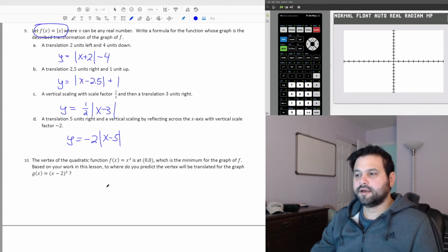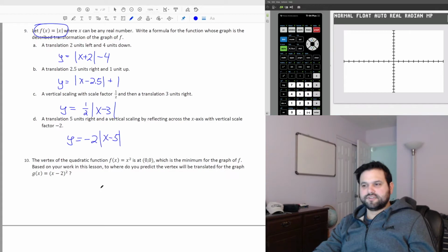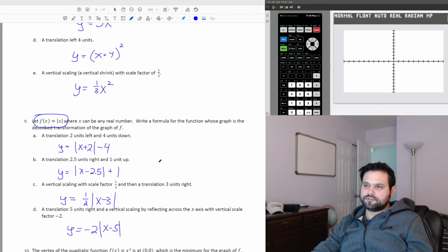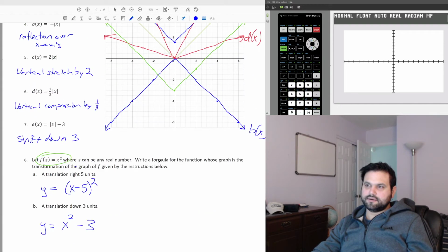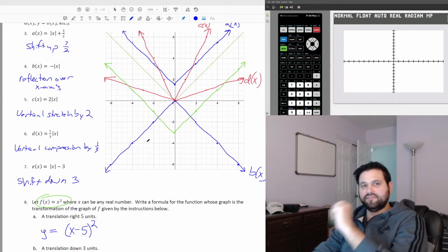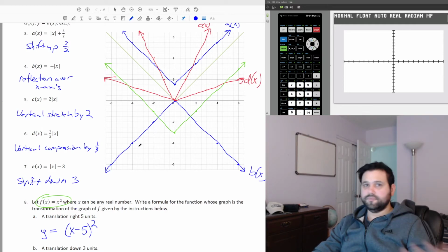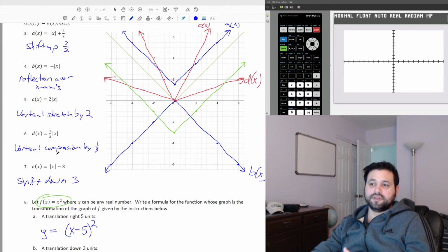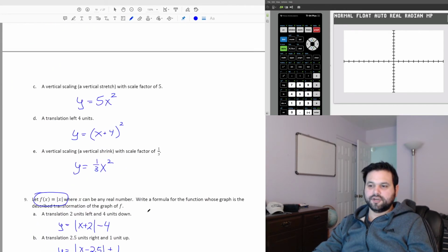Number 10 is a Regents type question, something we probably see on a Regents exam, and again, it goes back to this idea when we graphed all of this stuff. What did we do? We took individual points and we moved them, right? We took individual points and we applied the transformation. That's all we're going to do on this question, right?